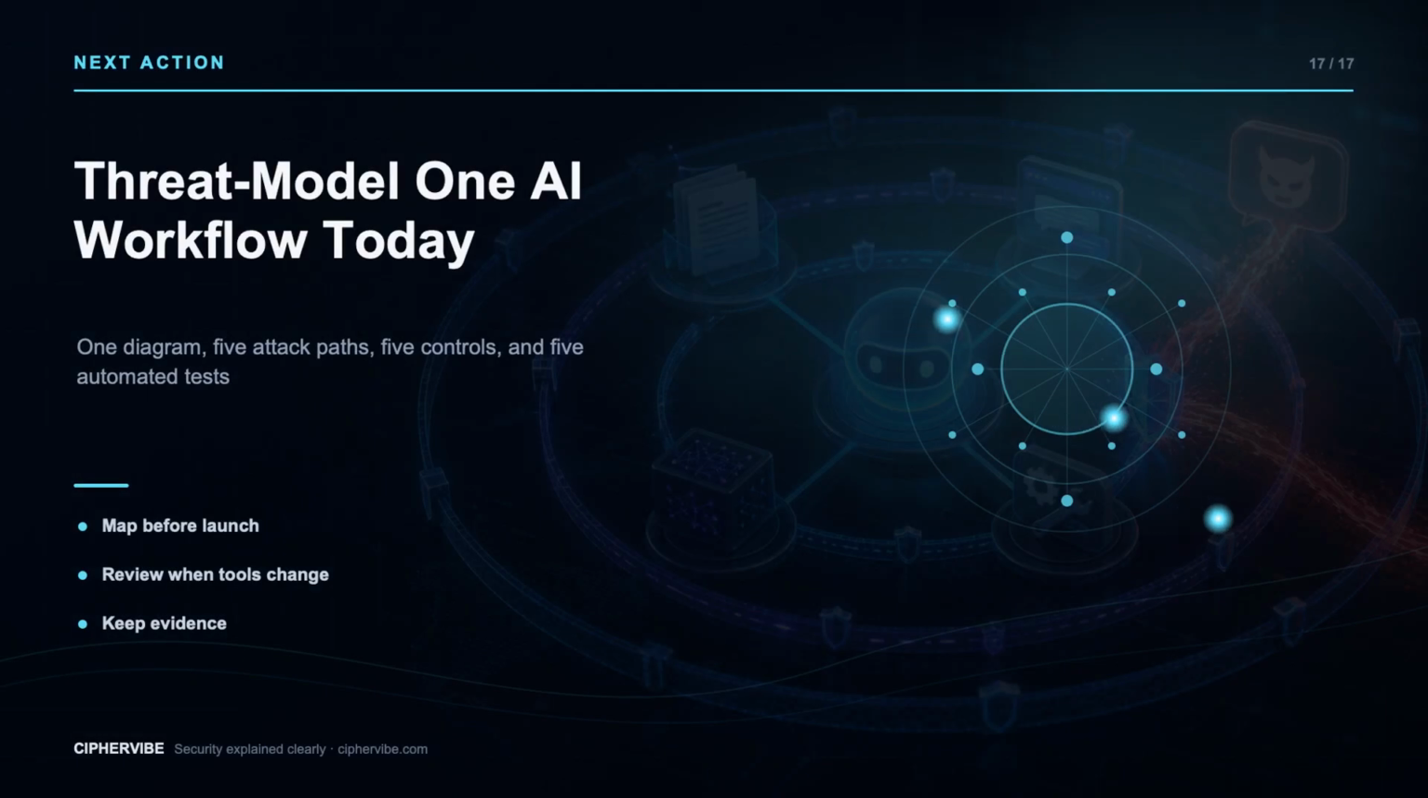Choose one AI workflow and draw it on a single page. Mark assets and trust boundaries. Write 5 end-to-end attack paths, rank them, and place one enforceable control on each path. Then automate the negative tests. Repeat the review whenever data sources, models, tools, memory, identities, or destinations change.